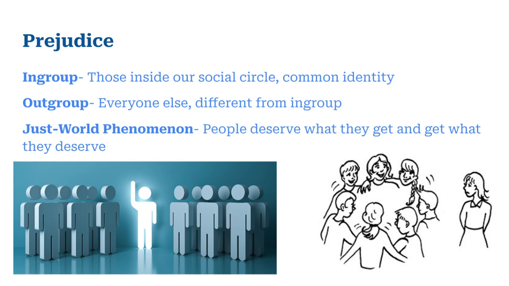An in group is everyone inside of our social circle that we share a common identity with. This can be like for anything, like football fans of the same team. And then the out group is everybody else not inside the in group. This could be like football fans for every other team. And the just world phenomenon is that people deserve what they get and get what they deserve. So, like karma.